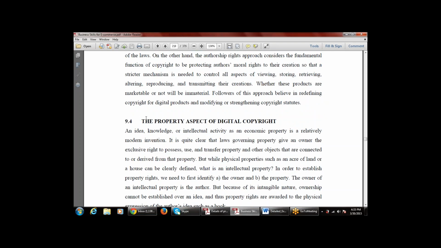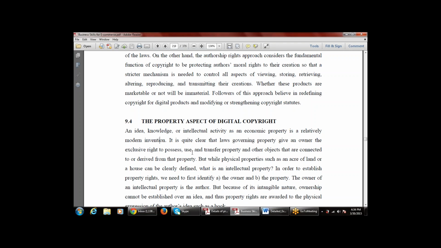Then the next topic is the property aspect of digital copyright. That is, what is the property aspect, and what aspect of digital copyright is related to property, that is, the intellectual property of digital copyrights. An idea, knowledge or intellectual activity as an economic property is a relatively modern invention. So if I say intellectual activity, that is a new technique or new information, it is a relatively modern invention that is used by most people. That is digital copyright.